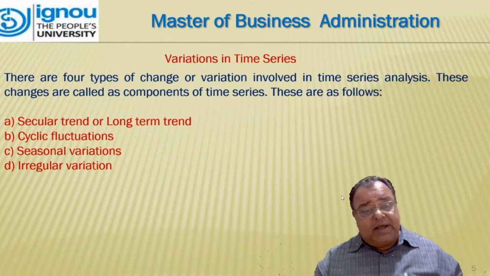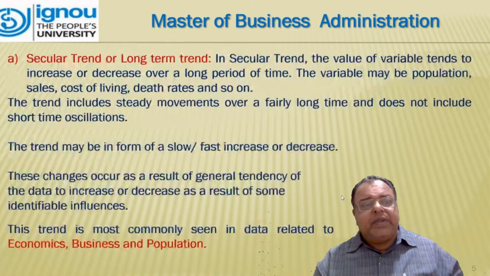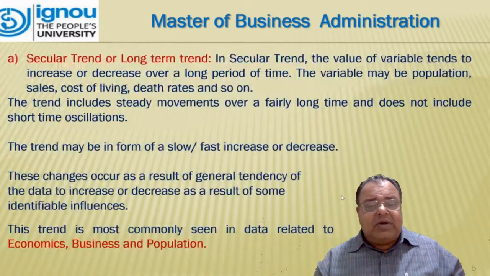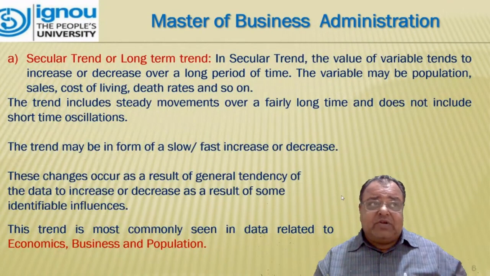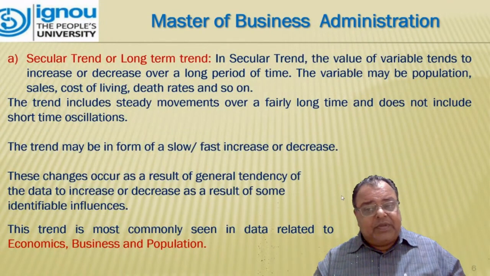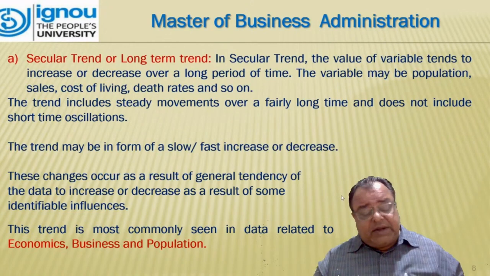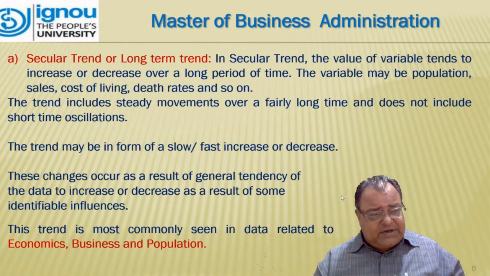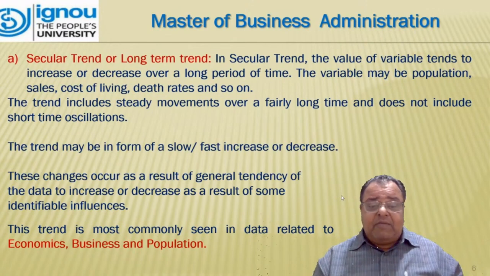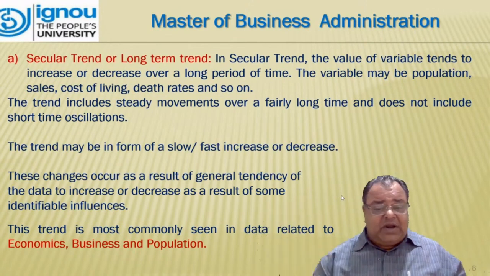Now we will see how they are used and utilized. We'll start with secular trend or long-term trend. In this, the value of variables tends to increase or decrease over a period of time. The variable may be population, sales, cost of living, death rates, and so on. The trend includes steady movement over a fairly long time and does not include short-term oscillations. The trend may be in the form of slow or fast increase or decrease.